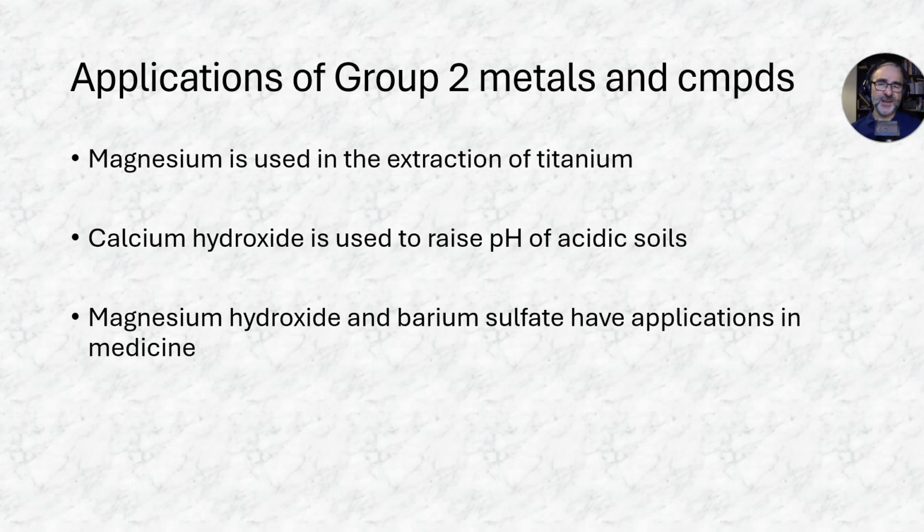We talked about the trend in the size of the atoms. We talked about the trend in the ionization energies. We talked about the type of ions that group 2 elements can make. And then we talked about the chemistry. We talked about the reactions of the elements with water, cold water and hot water. We talked about the products that you get from those. We talked about the trend in the solubility of the hydroxides. And we talked about the trend in the solubility of the sulfates of group 2 elements.